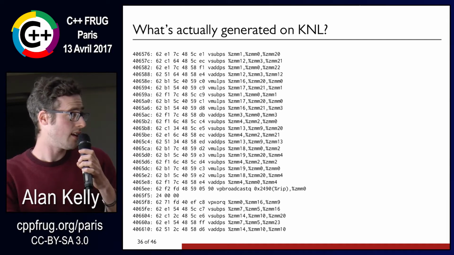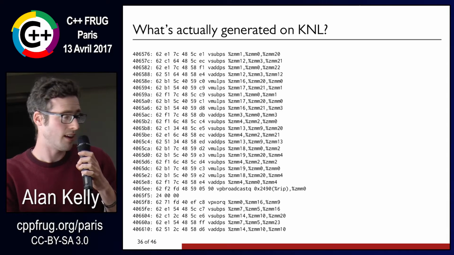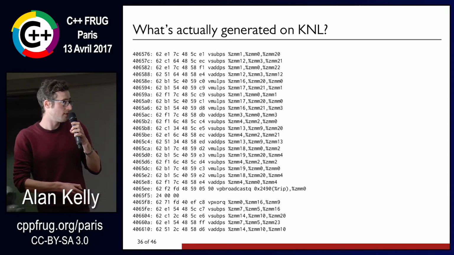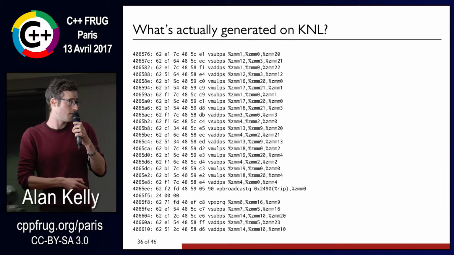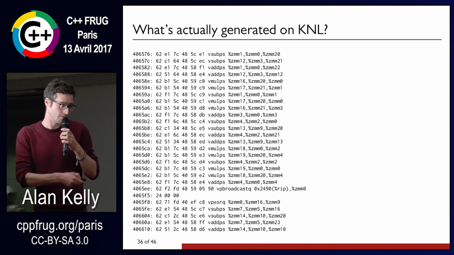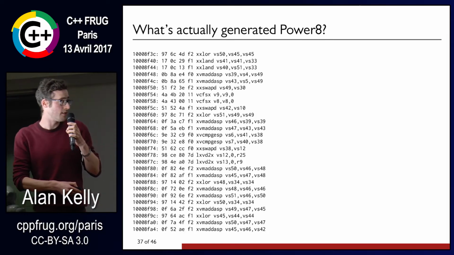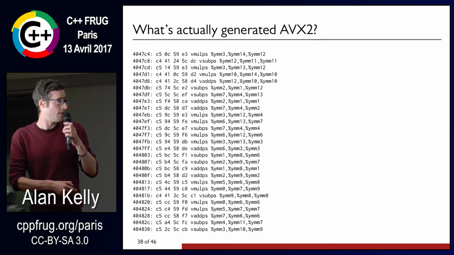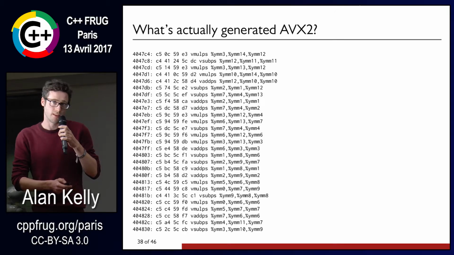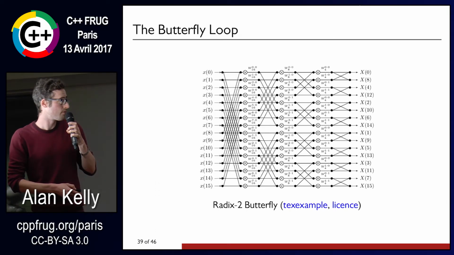On the Intel KNL, I've got my ZMM registers here. These are my 512-bit registers. Again, only vector instructions, no traces that I used a tool to generate this. Power 8, exactly the same. I've got my V registers here again. And AVX2, I've got my YMM registers. So there's no traces that I used a tool to generate this code.